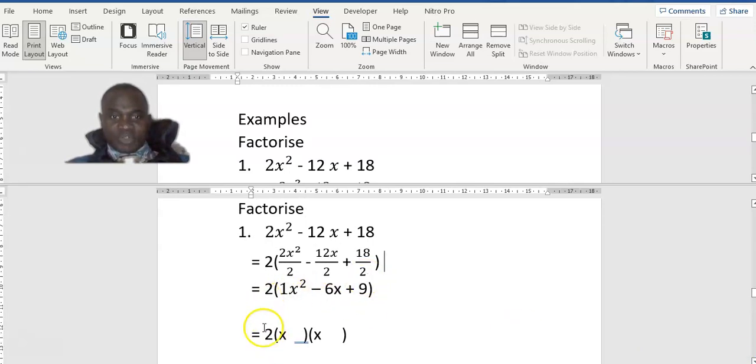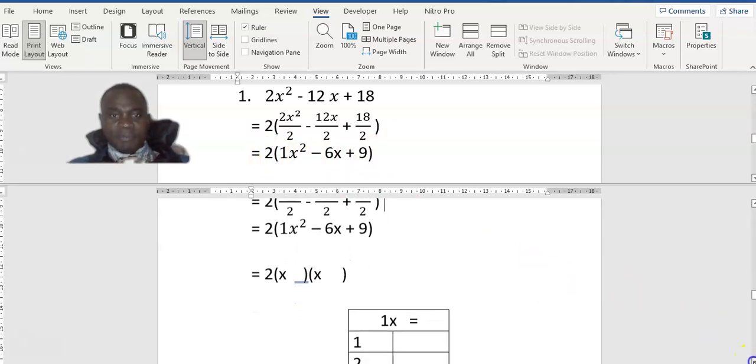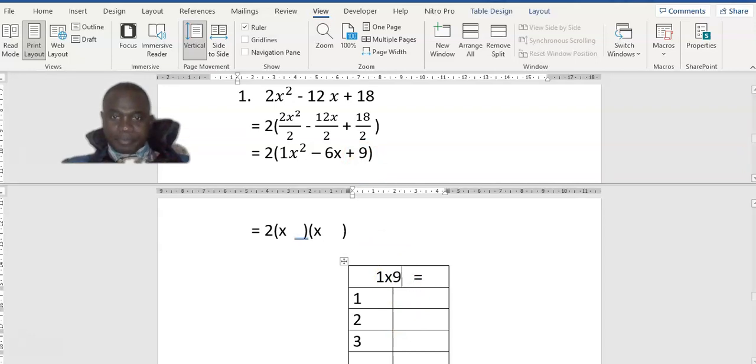Now this 2 is out, so I can write my first bracket and the second bracket. We are going to factorize what is in this bracket now. Alright, so let me just move this one to this side. We are interested with this one. This 2 is already out, so let's see how we are going to factorize that one. So we are going to have 1 times 9. 1 times 9 gives you what? 9.